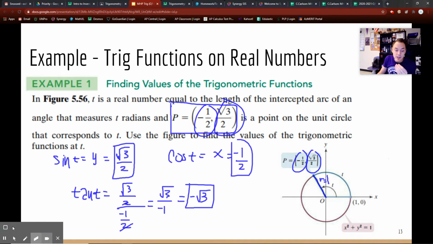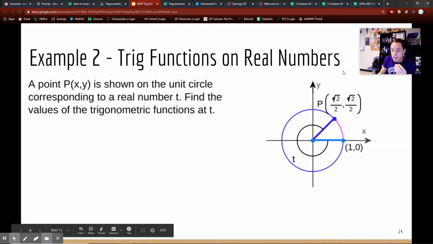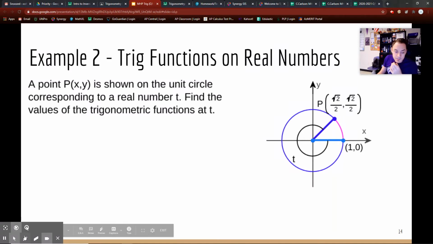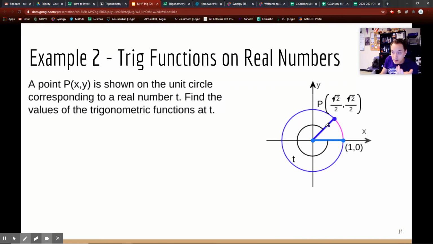Okay, so let's go to another example, something that should be almost exactly similar. So you have something like this. Now what does this mean? This means it kind of goes around a couple times, but what it really means is your outside arc length is equal to your inside central angle. But I don't really care about that because this is really all I'm looking at right here, these points.